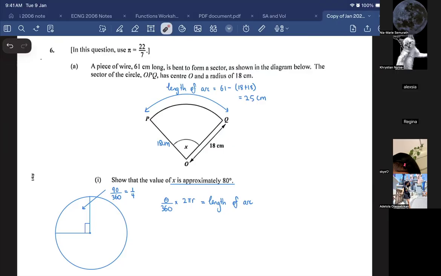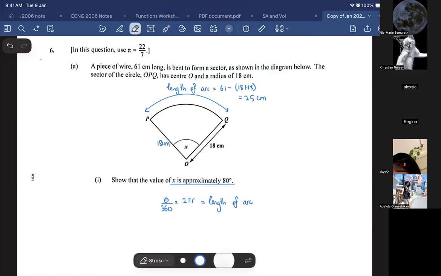For the length of the arc, it's 2 pi r. That is the circumference of the circle. So we just find any fraction of the circumference, and that is the length of the arc. That's all the length of the arc is. So in the interest of time, I'm going to answer the question now.